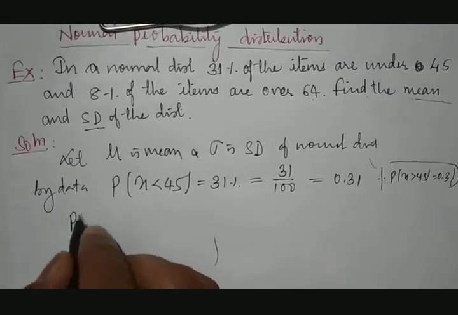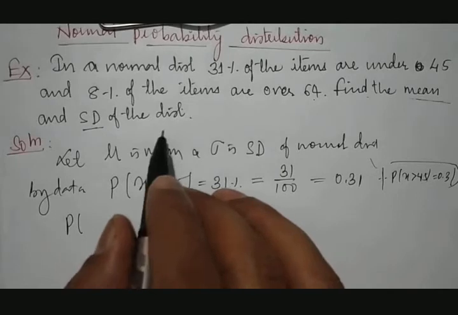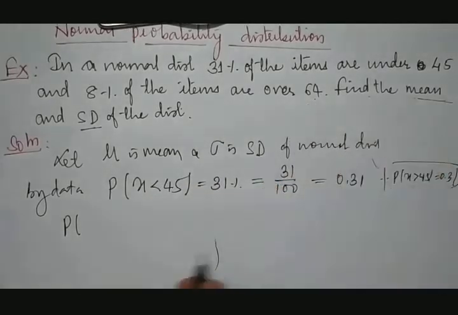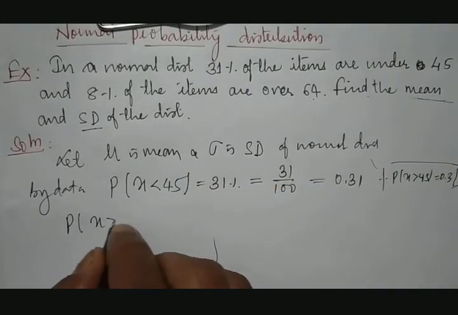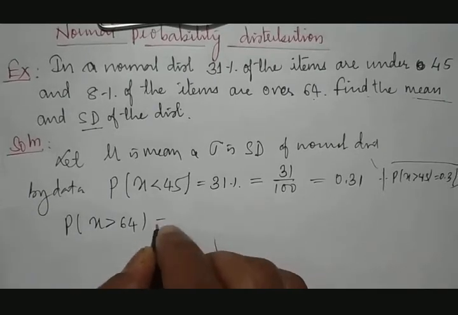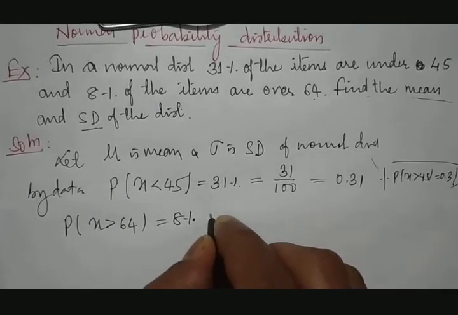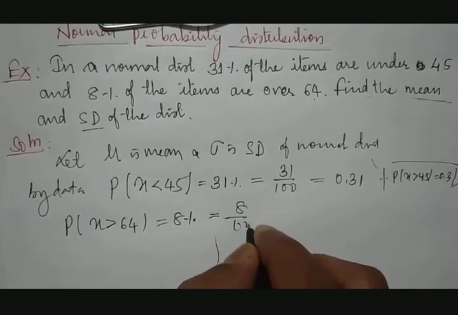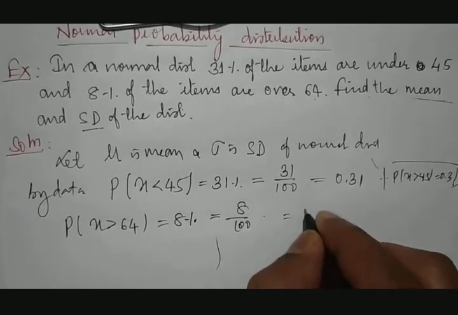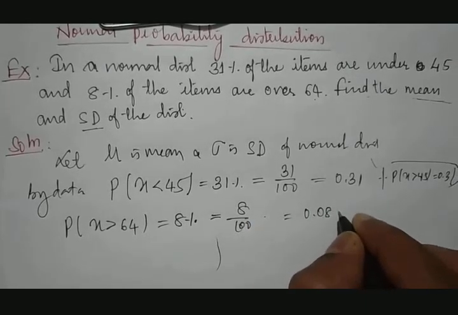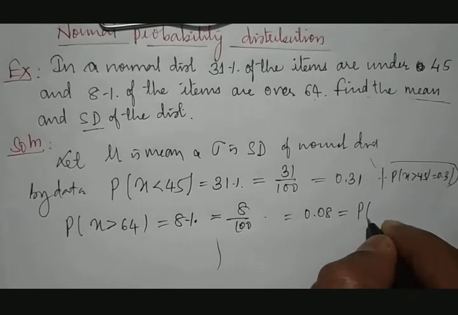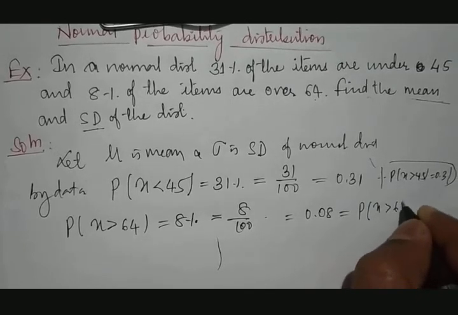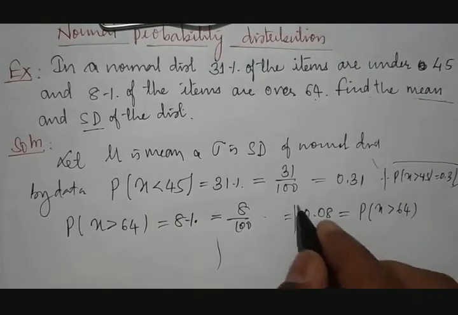Similarly, the probability of the second case: 8% of the items are over 64. That means x greater than 64 is equal to 8%, that is 8 divided by 100, so that is equal to 0.08. This is the value for the probability of x greater than 64.